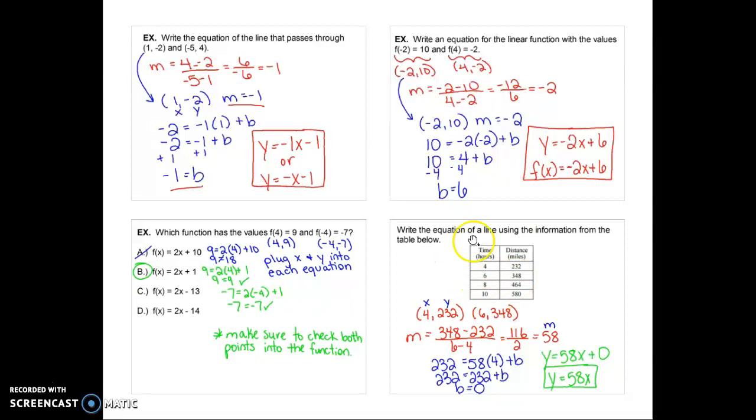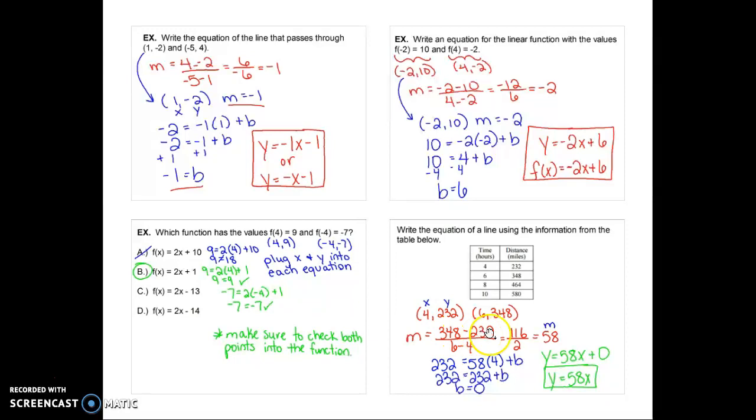So remember, these are each your x values. These are the y values that pair up with them. So 4, 232, and 6, 348. Now you could have chosen any set of 2 points here, and you still would have gotten to the same answer. So the first thing I need to do, and it's just like these previous examples on this page, you need to first find your slope when you're given 2 points. So I have to calculate the slope.